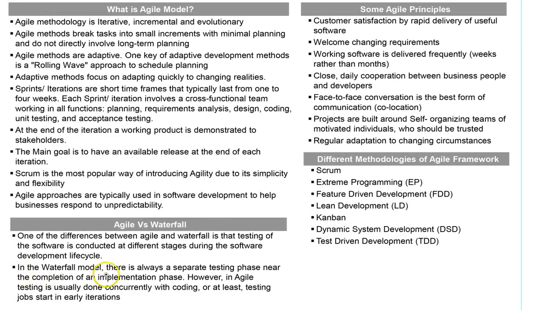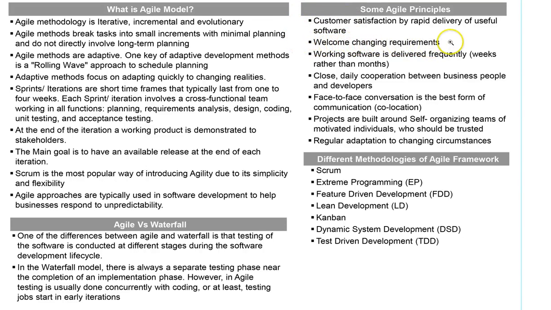In the Waterfall model, there is always a separate testing phase near the completion of an implementation phase. However, in Agile, testing is usually done concurrently with coding, or at least testing jobs start in early iterations. Now, let's see some of the Agile principles. Customer satisfaction by rapid delivery of useful software.